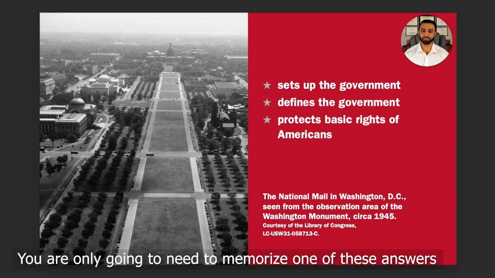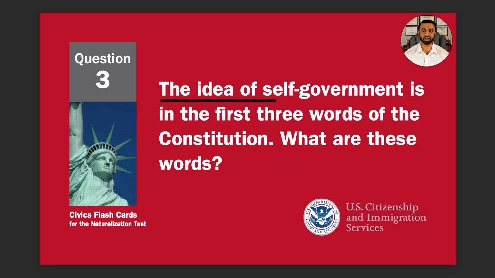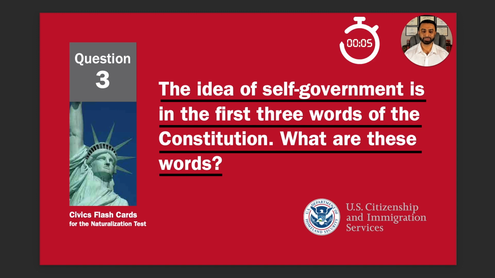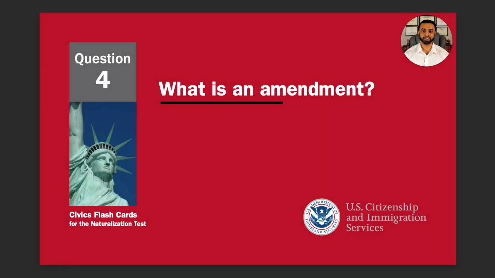You're only going to need to memorize one of these answers. So pick one and commit that to memory. The idea of self-government is in the first 3 words of the Constitution. What are these words? We the people.